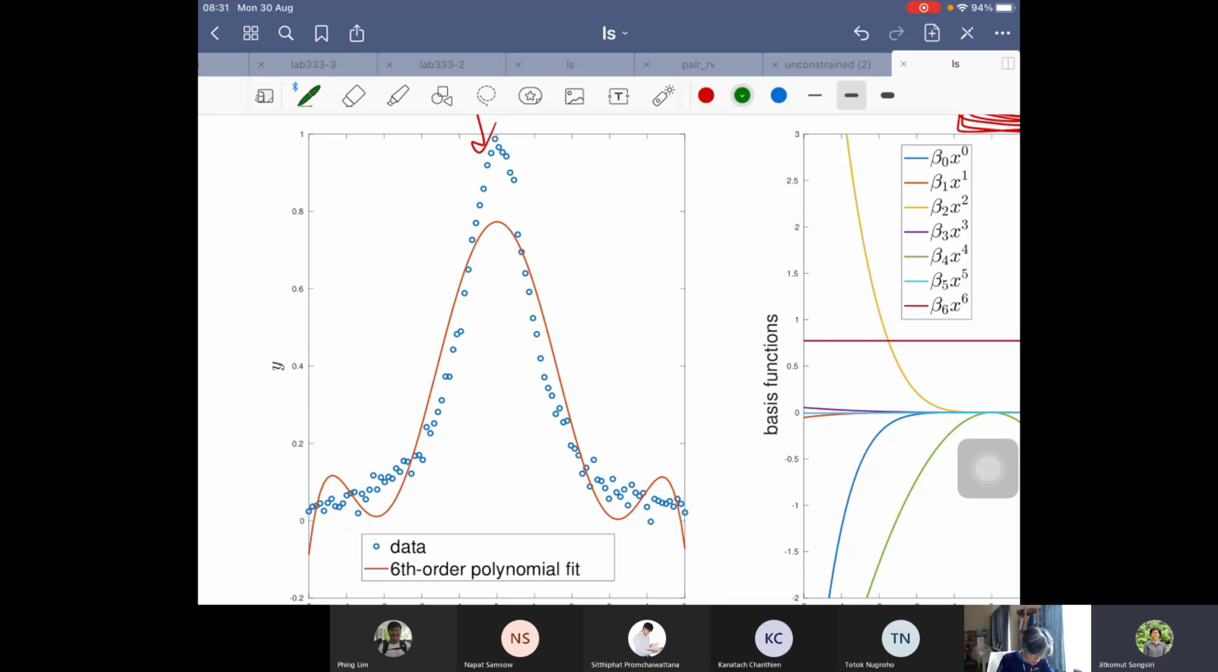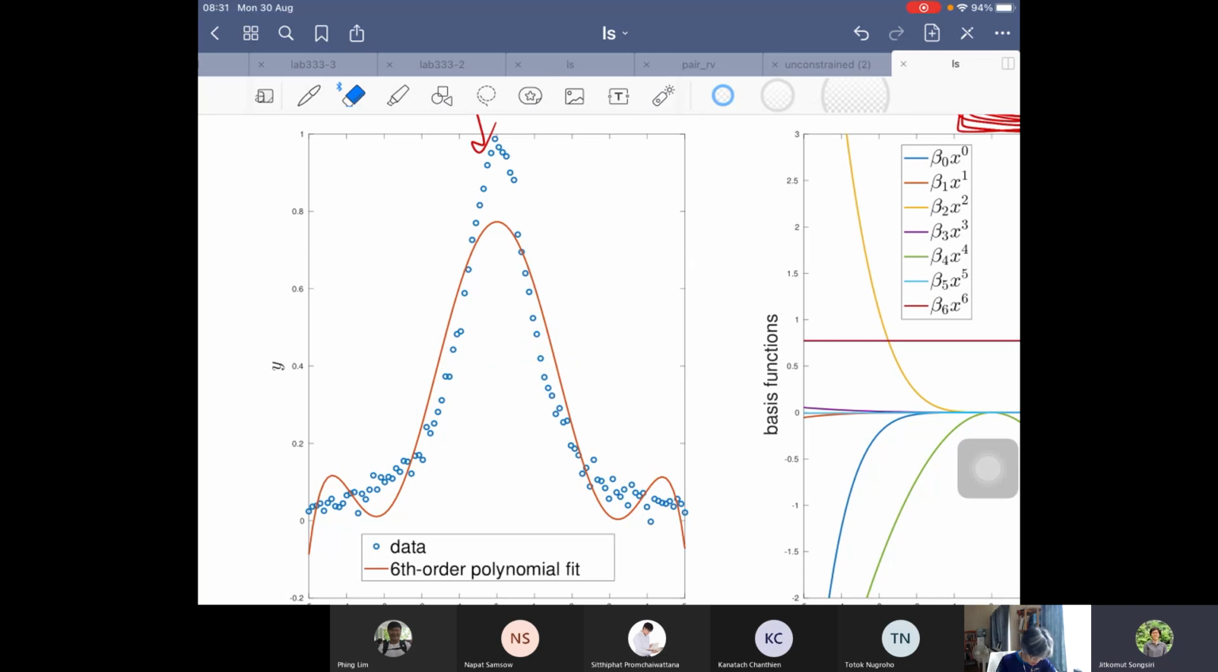Of course, if it's a straight line, it obviously cannot approximate the data points well, because the data points contain very much fluctuation dynamics, right?